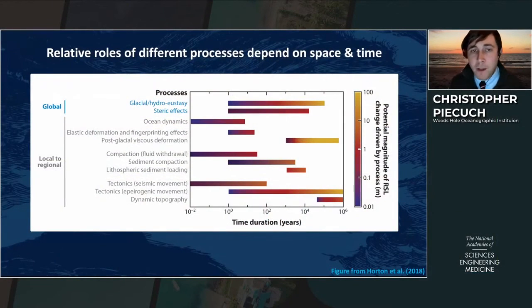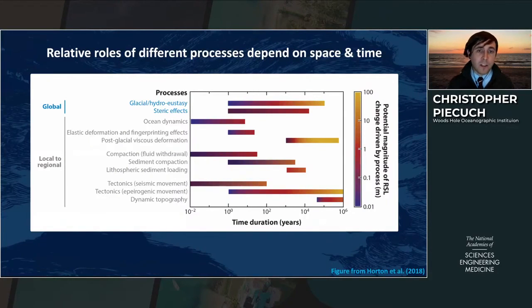This is a figure from Ben Horton and colleagues a couple of years ago that's trying to get across this same idea that depending on space scale and time scale, there are any number of processes, again, involving an interplay of the climate system, the ocean, and solid earth geophysics that contribute to sea level change. So on the left-hand side, Horton and colleagues are identifying different processes, again, geophysical, oceanographic, and climate. Exactly those same processes that were indicated in my previous slide.